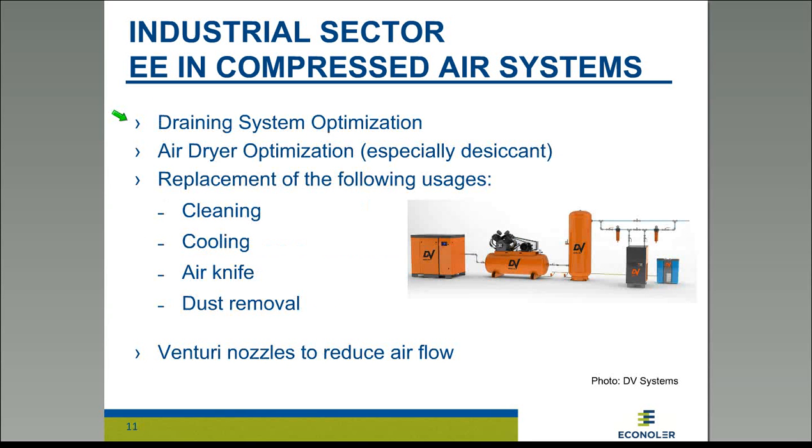Again, on the distribution side, draining system optimization could really be one of the places where there is significant leakage, so the draining devices installed at different points of the distribution system. Air dryer optimization is another major aspect, especially for desiccant systems. Desiccant dryers are vertical; you find very often in the plant a vertical cylinder containing desiccant agent, so that will absorb the humidity. And generally they come in pairs.